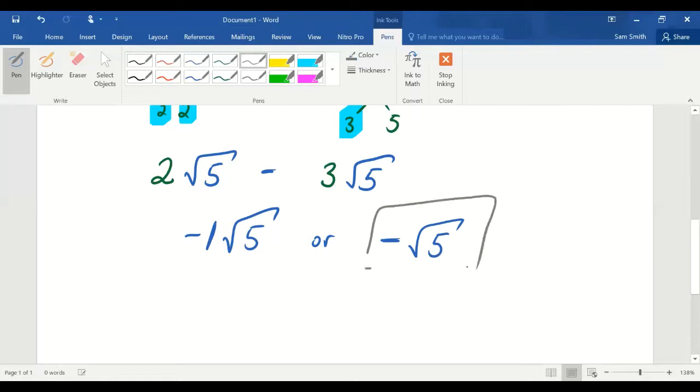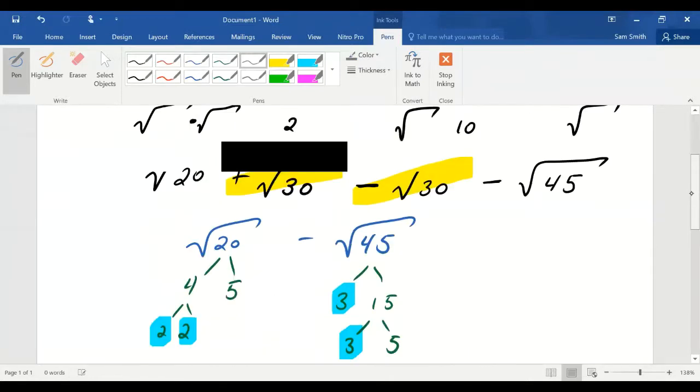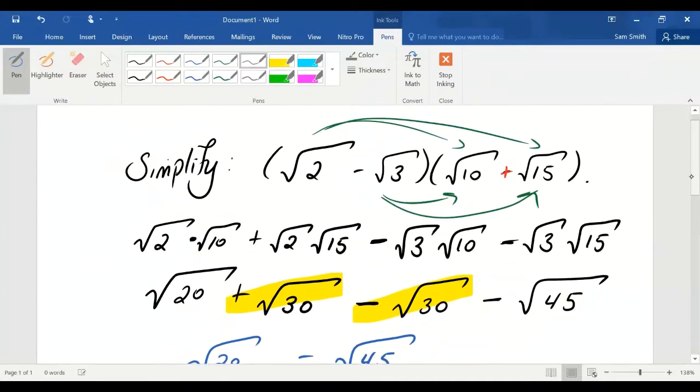And that would be my final, completely simplified answer. And wow, look how much simpler it is than what we started with.